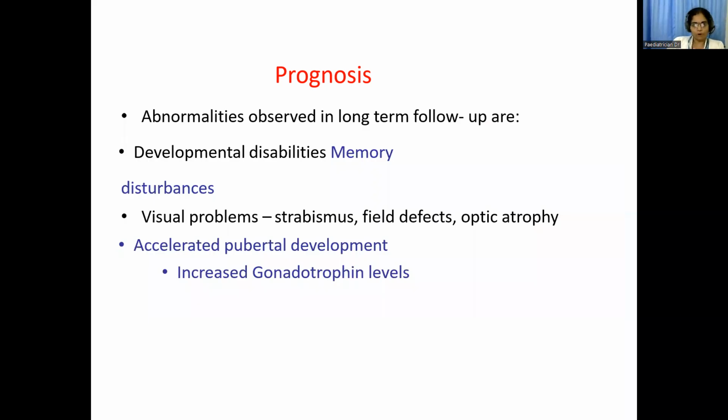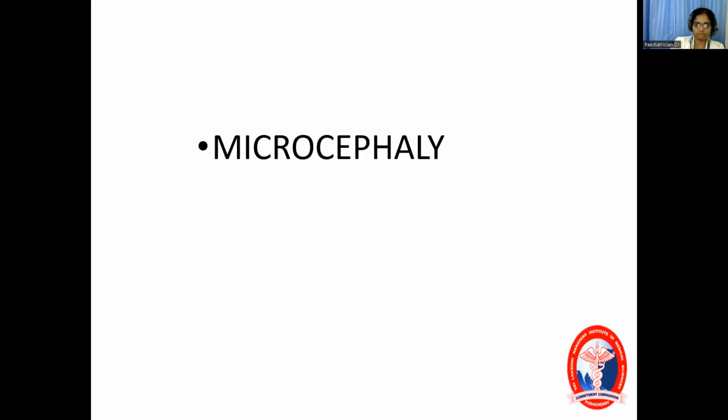Now coming again to the prognosis, it mainly depends on the other abnormalities. What can happen is developmental disabilities, particularly poor memory, visual disturbances, again strabismus, eye defect, optic atrophy. All these are because of pressure related changes. Accelerated pubertal development is because of increased gonadotropin levels. This is another problem that you have to anticipate.